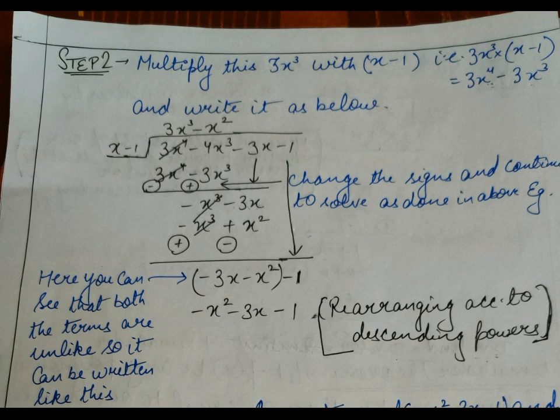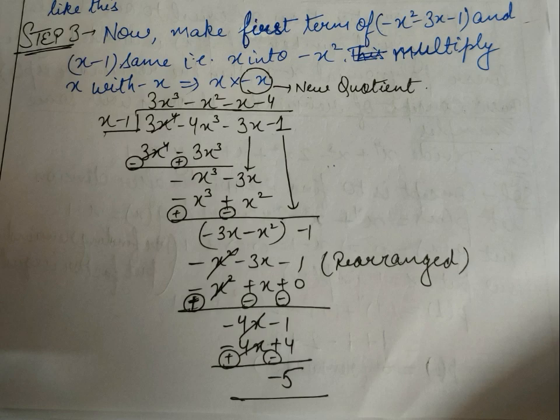Now you can see that this is not arranged according to descending order of powers, that's why in the next step we have rearranged according to descending powers, that is minus x square minus 3x minus 1. Now in step number 3, make the first term of minus x square minus 3x minus 1 and x minus 1 same, that is x into minus x square. So multiply x with minus x to get minus x square.